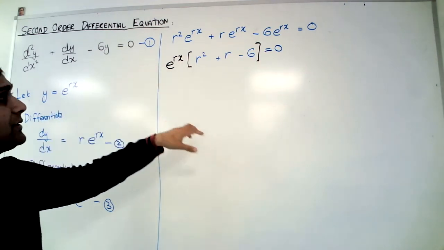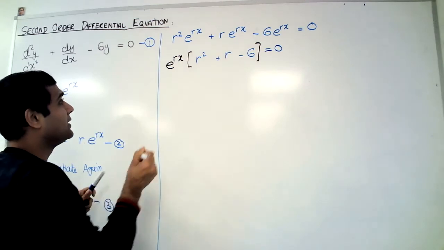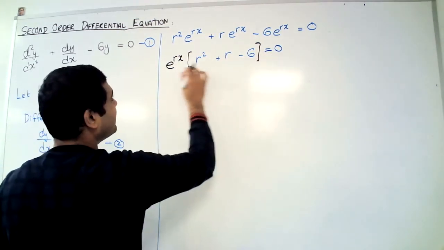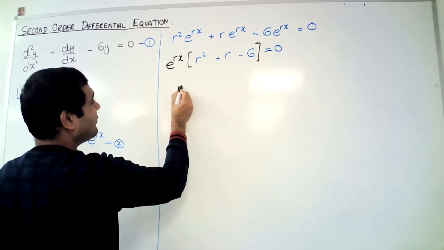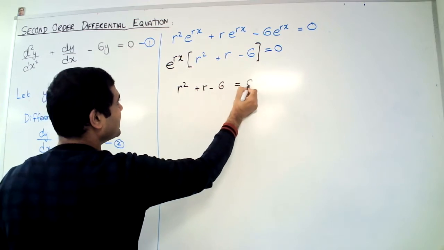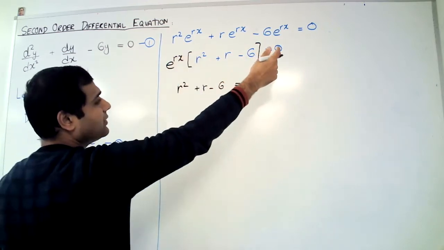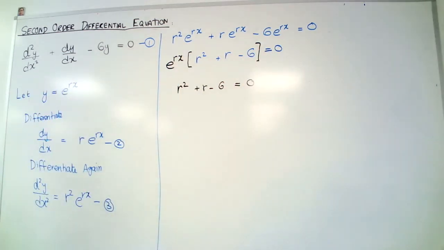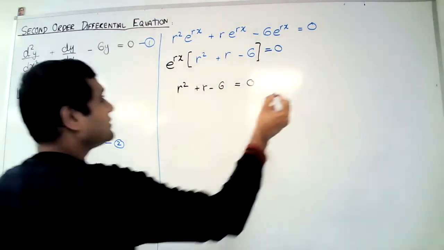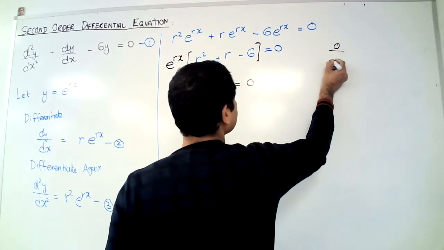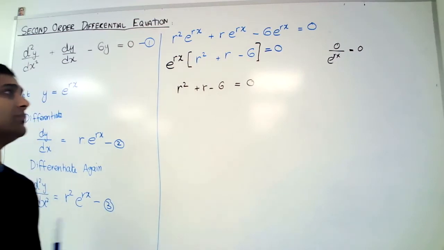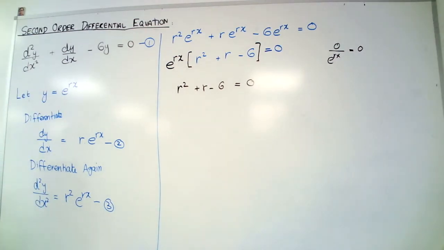Now e to the rx, I can move to the other side, and that becomes 0 divided by e to the rx. So I'm only left with r squared plus r minus 6 equals 0, because 0 divided by anything is just 0. Now we got this thing.